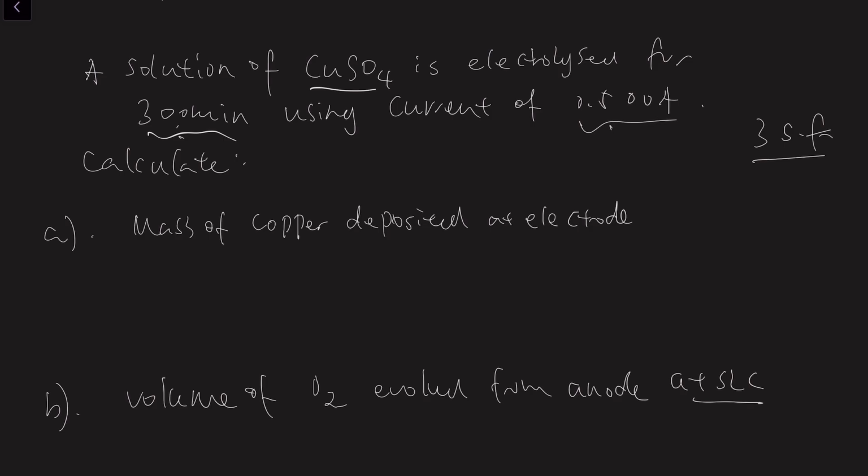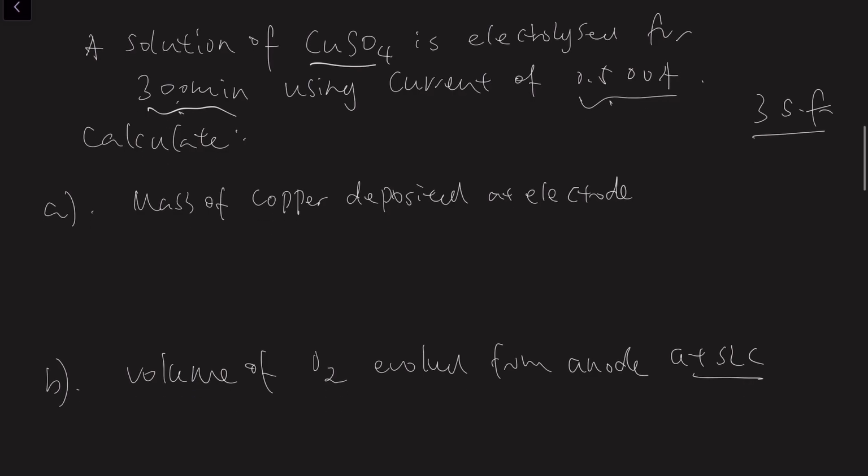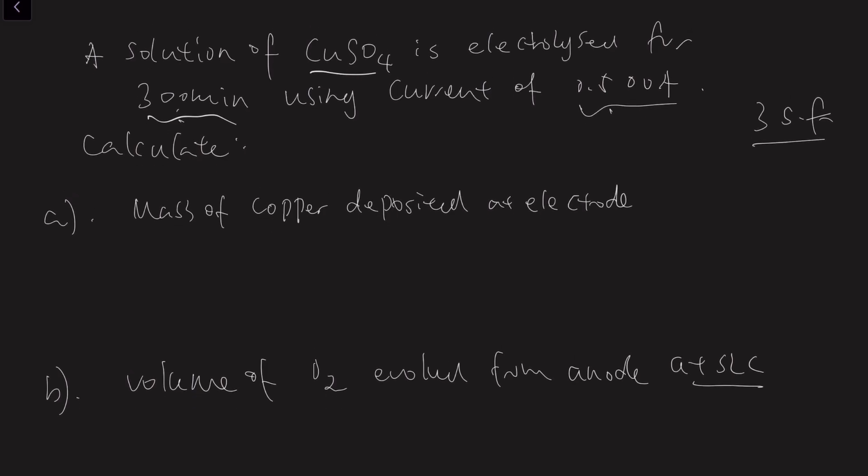Okay, so what is the mass of copper deposited at the electrode? We first need to know that the reduction of copper ion requires 2 electrons. So the molar ratio is 1 to 2. And you can obtain this from the electrochemical series. So this is a very important piece of information.